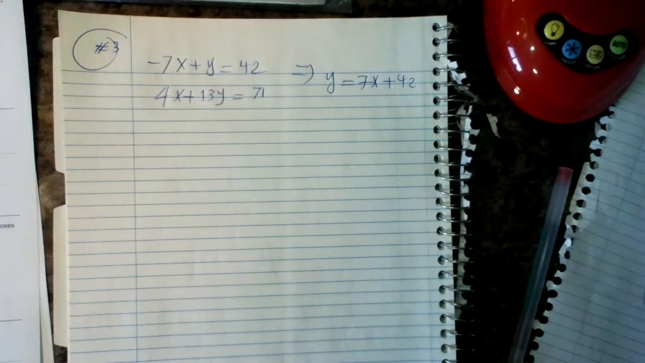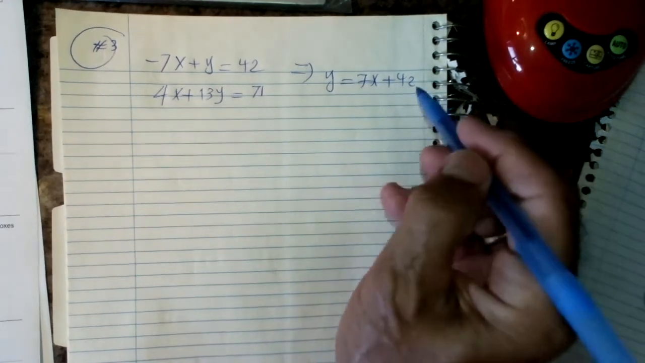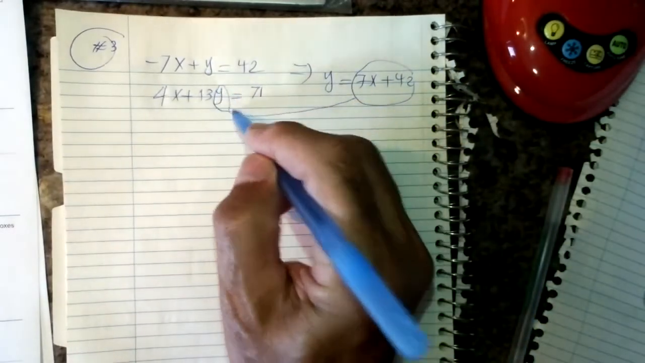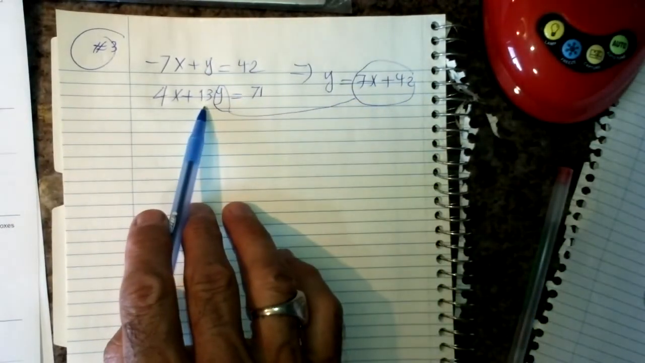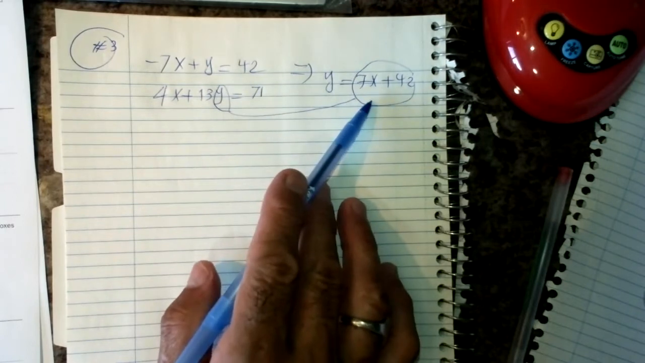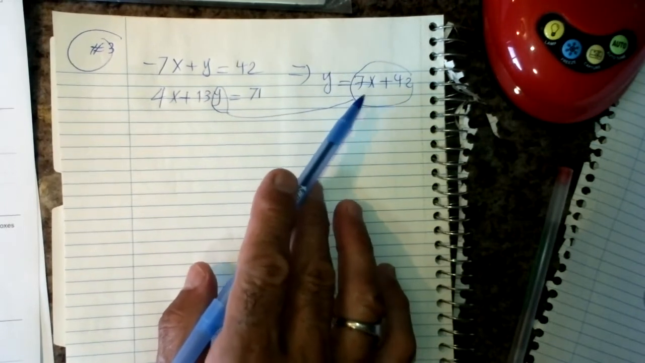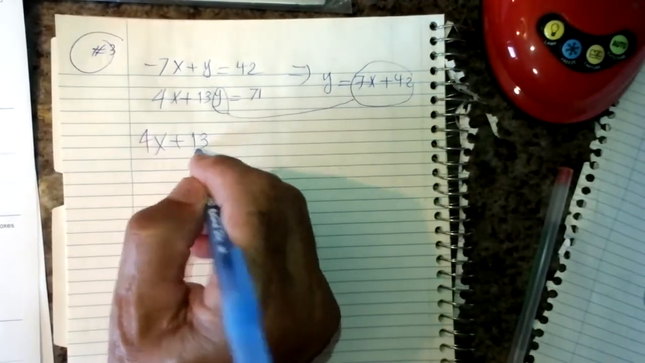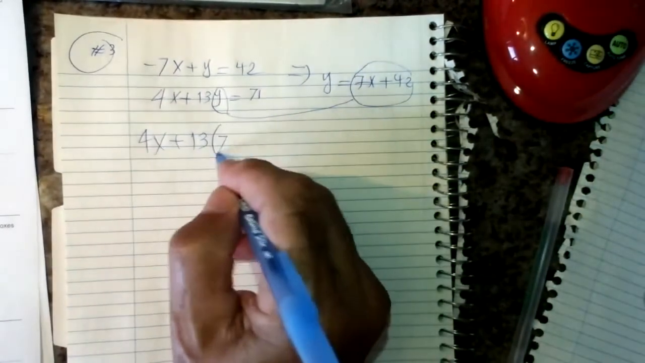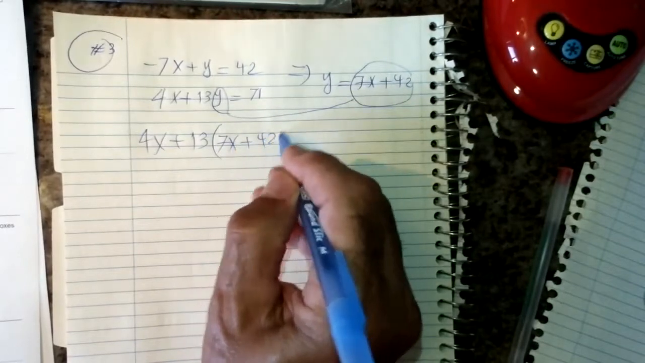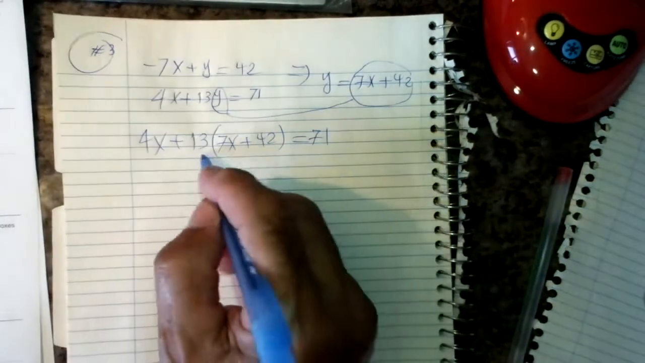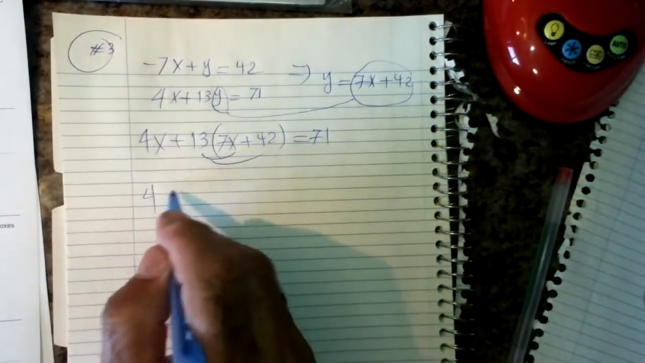Then I take this y and again, substitute it here. So now 13 has to multiply by 7x plus 42. Make sure you put a parenthesis around it. So it would be 4x plus 13 times 7x plus 42 is equal to 71. So I distribute 13.